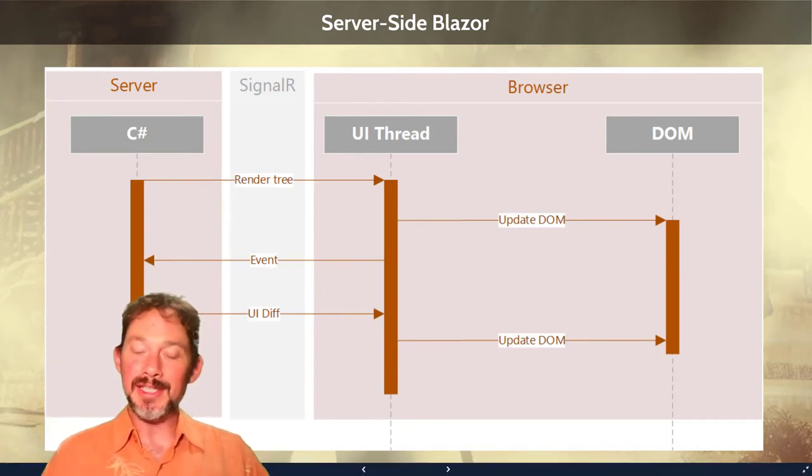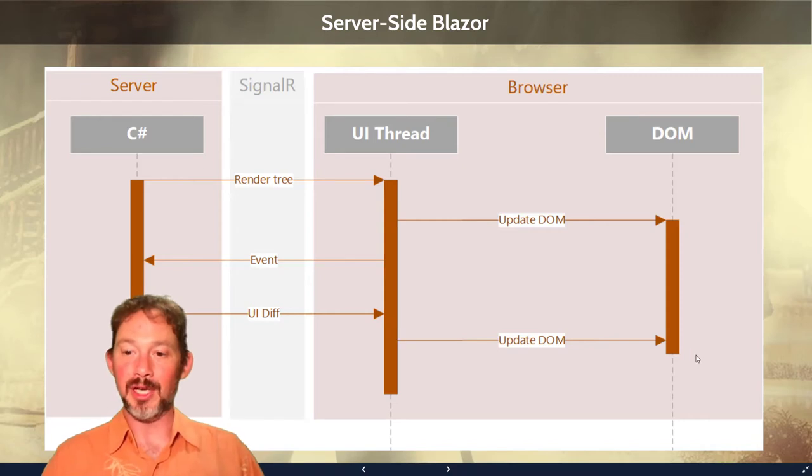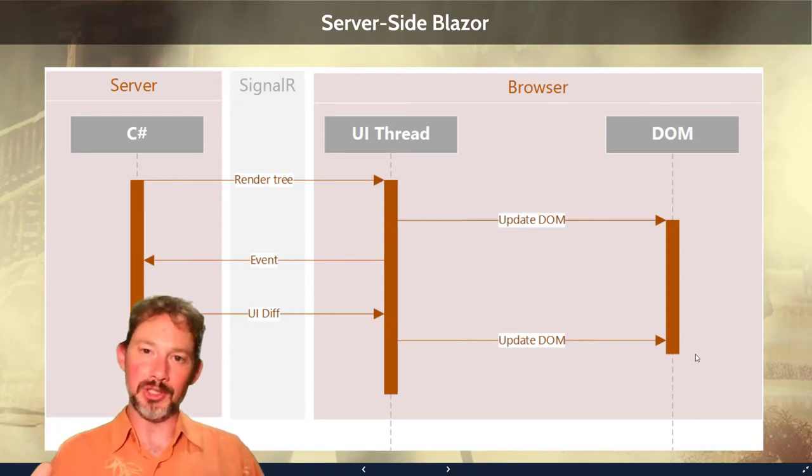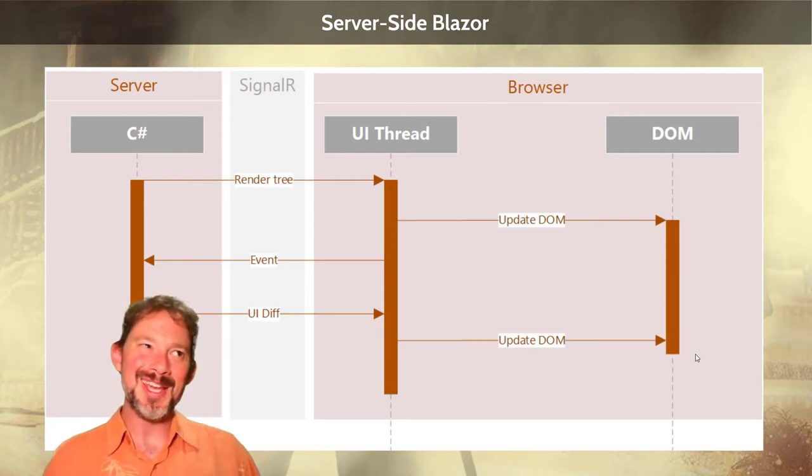It figures out what the diff is, and it's only calculating the diff, and it sends the diff back down to the UI thread, which then updates just the DOM that's changed. And so it's fairly efficient. It doesn't need to update everything. It's kind of like update panels used to be a long time ago, if you remember web forms.